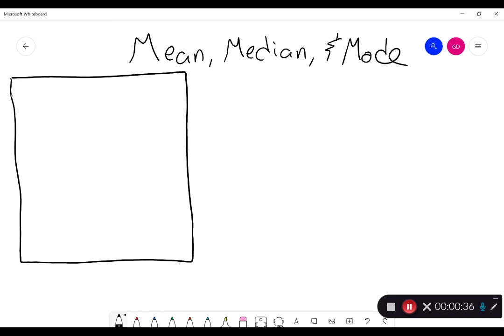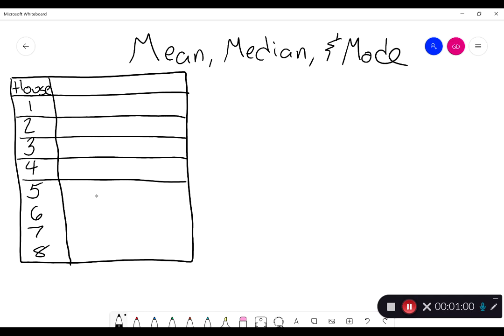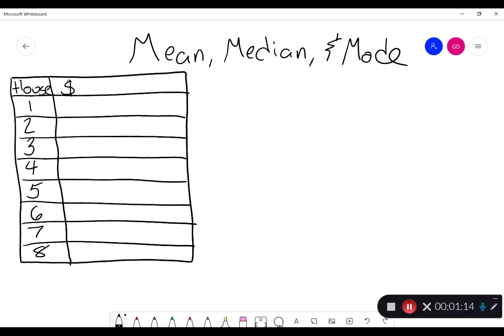We're going to have our variables at the top, and let's say we're going to look at residential burglary. So we have house, we have number 1, 2, 3, 4, 5, 6, 7, and 8. Typically with residential burglary, we want to look at the amount that's stolen from the property itself. So let's look up here at the amount.